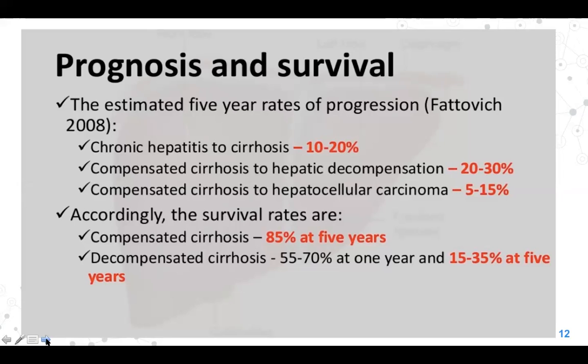Accordingly, the survival rates are: compensated cirrhosis, 85% at 5 years. Decompensated cirrhosis, 55 to 70% at 1 year, and 15 to 35% at 5 years.